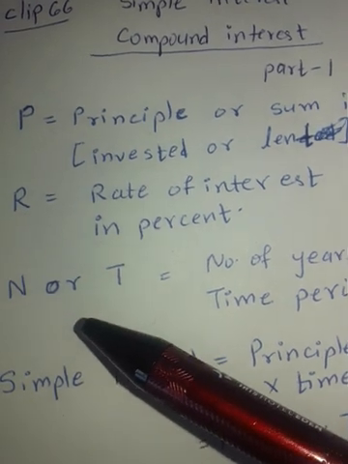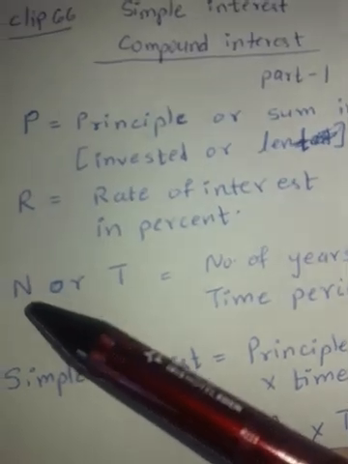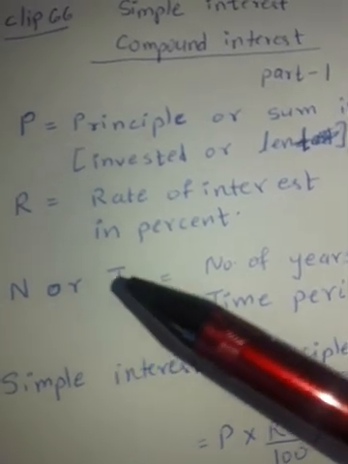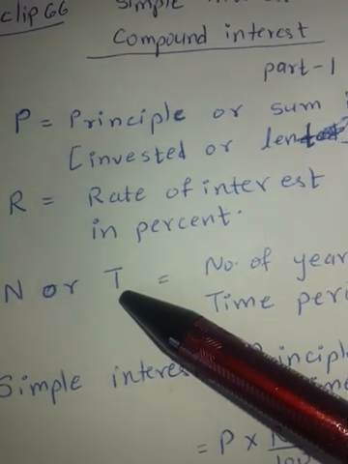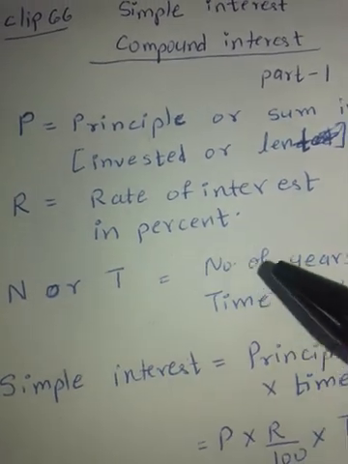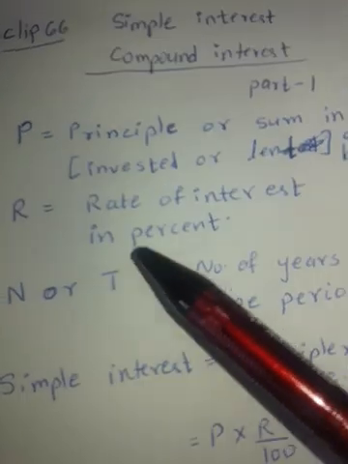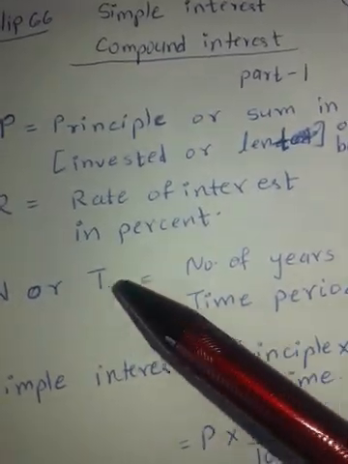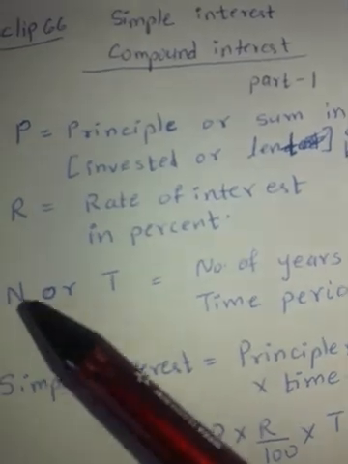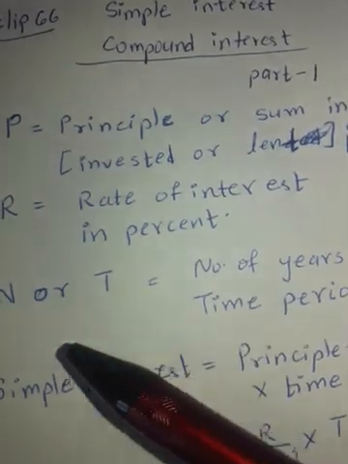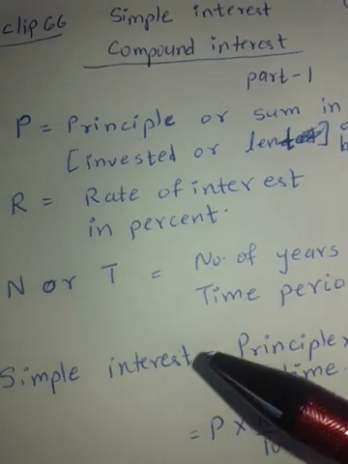Third term is time. In some textbooks you will find N, and in some textbooks you will find the term T. N you can consider as number of years, or T as time. So it can be either N or T, the meaning is the same, they both denote time.